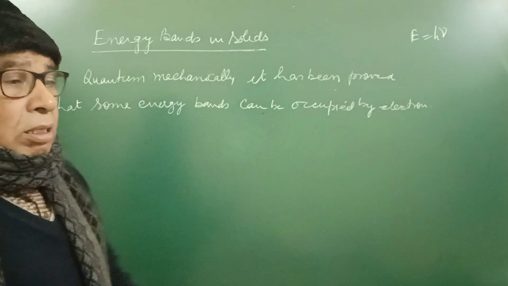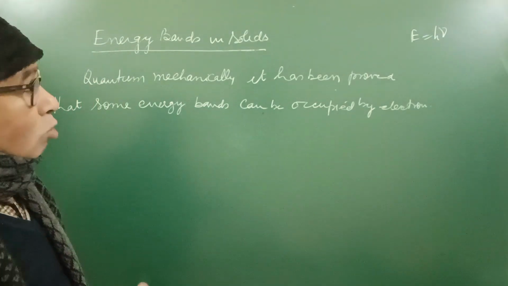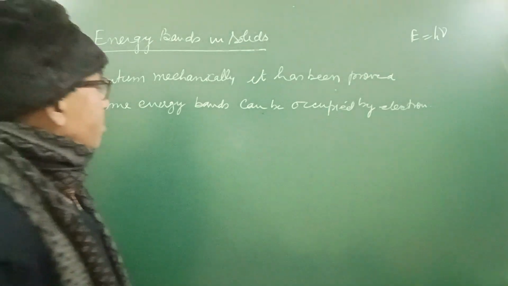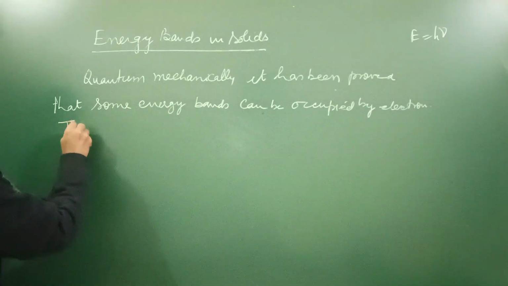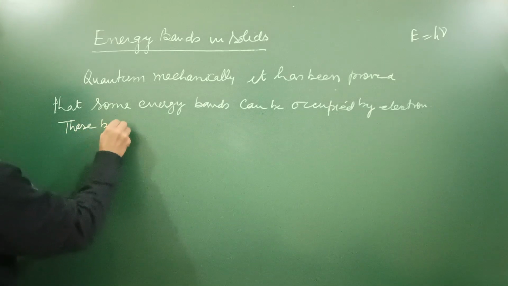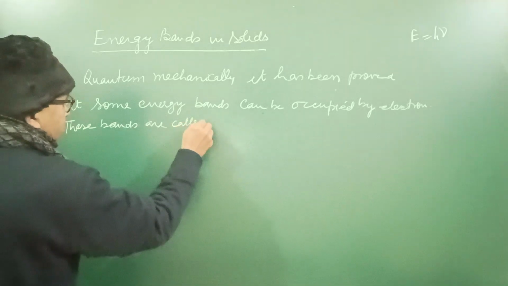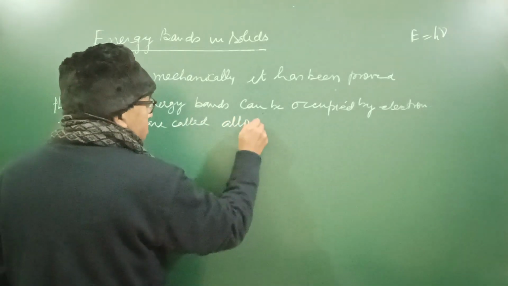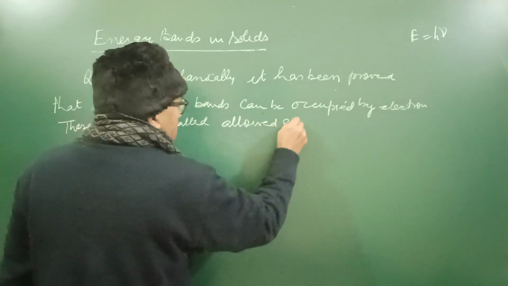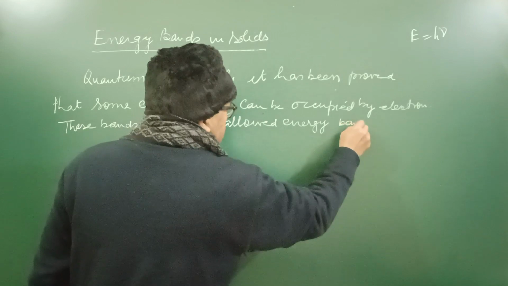Means in an energy band, energy values are there, and an electron can possess those values present in the band. These bands are called allowed energy bands.